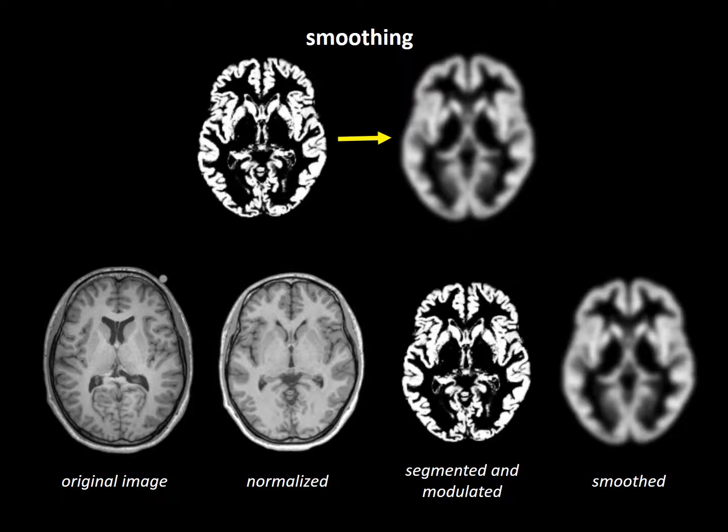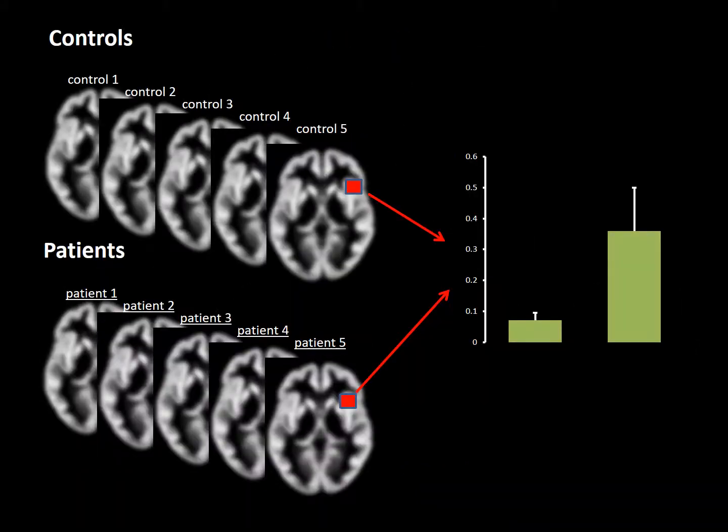So just briefly, the original image is spatially normalized to a template, segmented into grey, white and CSF images. Now, in most studies, the grey matter image is then modulated to create images where each voxel represents volume, and finally, the grey matter volume images are then smoothed. We are now ready to perform statistical tests.